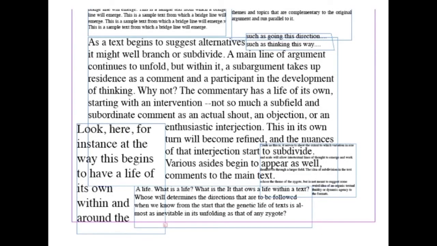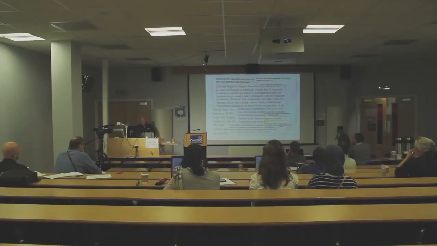This was a study for diagrammatic writing and has the advantage of being much, much larger on the screen. So you begin to see how self-referential this is. A text begins to suggest something. Look here, for instance, at the way this begins to have a life of its own within and around. In other words, it's always talking about its own moves and talking about how the structuring principles are making a textual semantic space. Next.